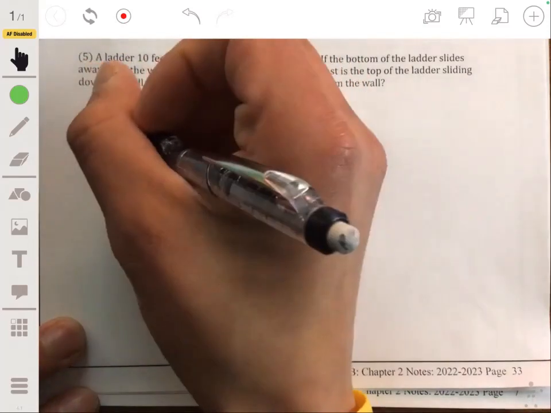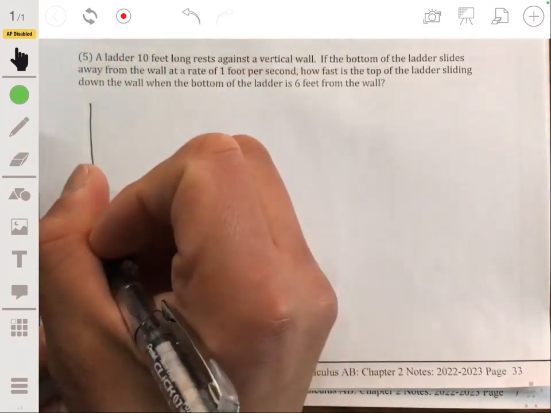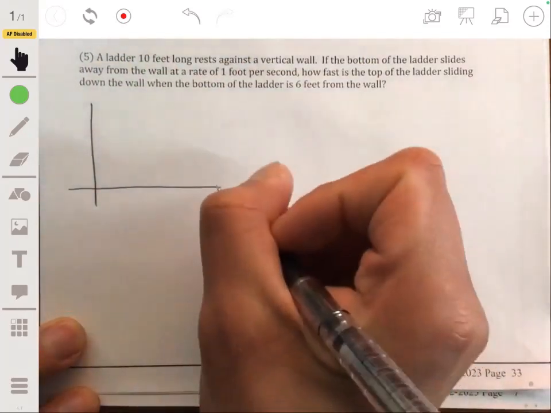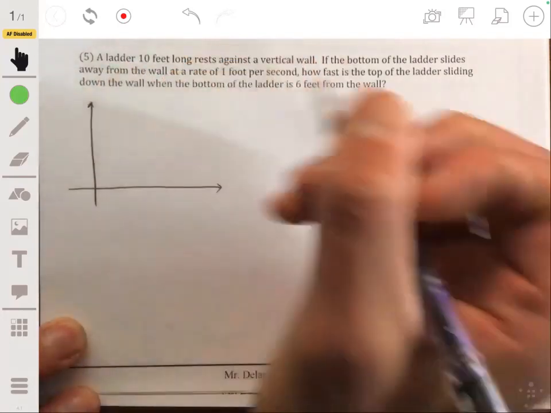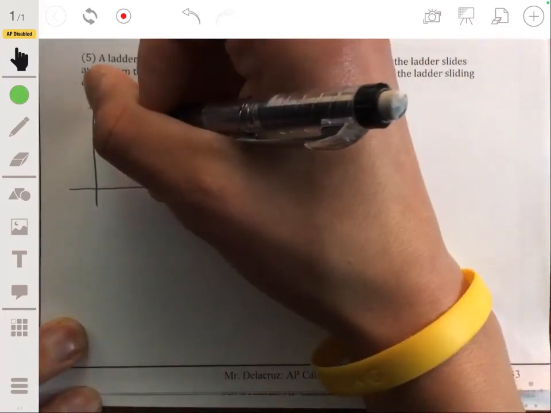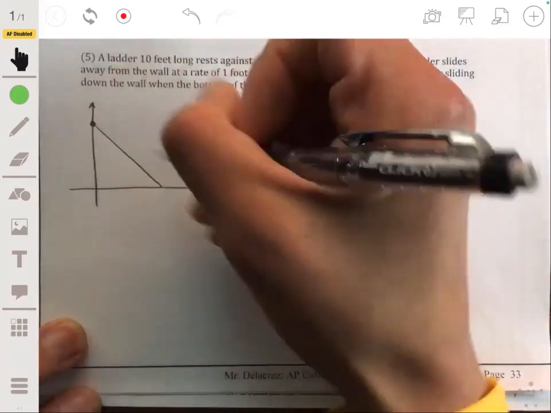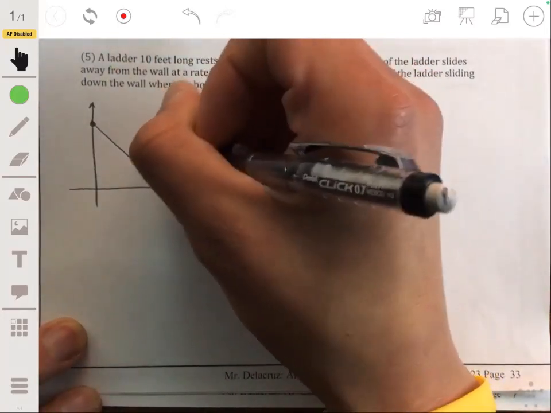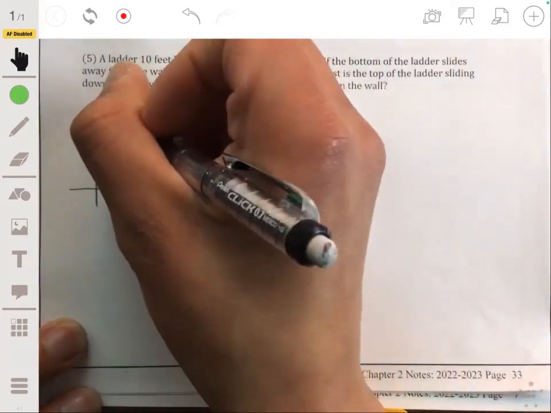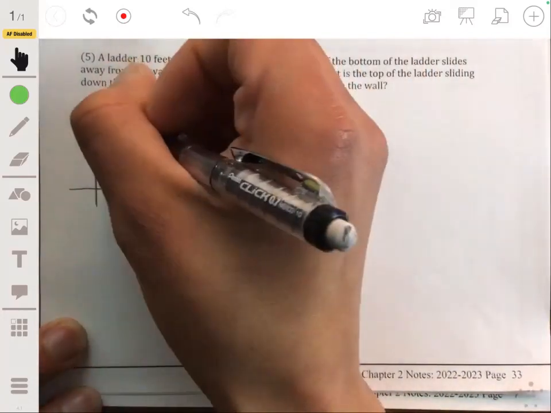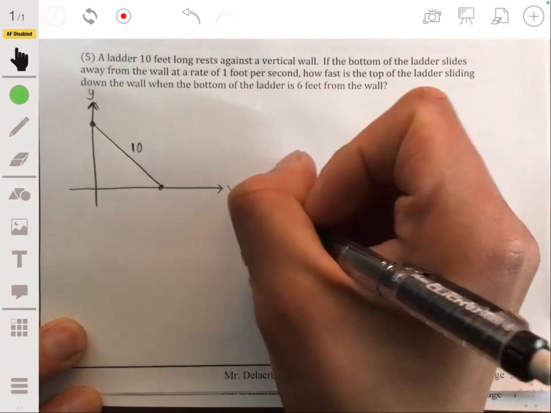So a wall here. The ladder, let's have this be our ladder. So from here to here, that's 10 feet. We'll treat this as the y-axis. This will be the x-axis.